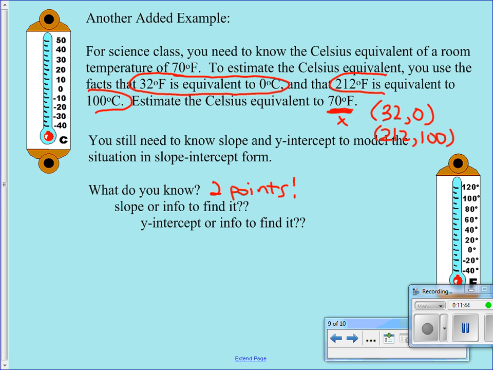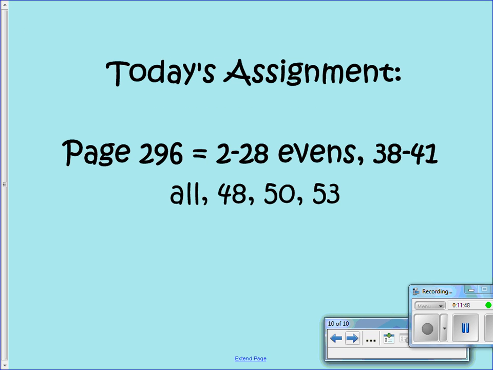But from 2 points, I know you guys can find your slope and then find your y-intercept. Here is your homework for 5.2 and enjoy!